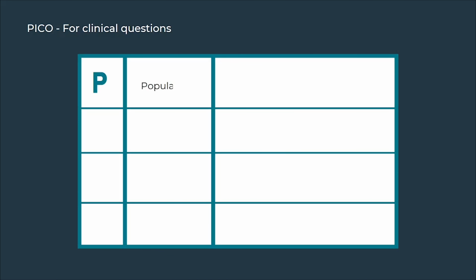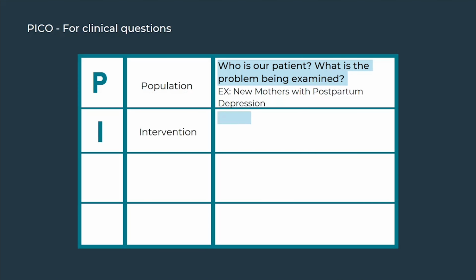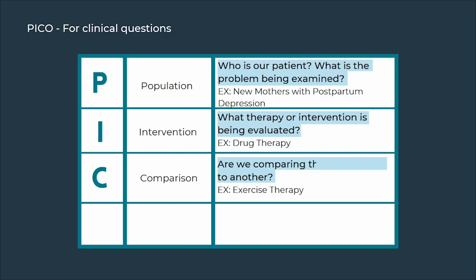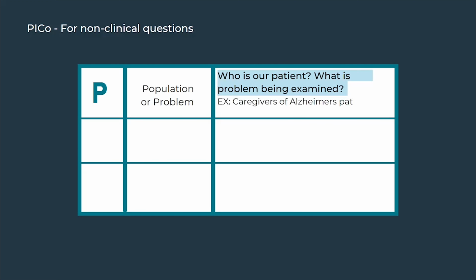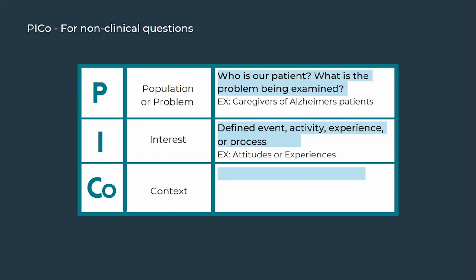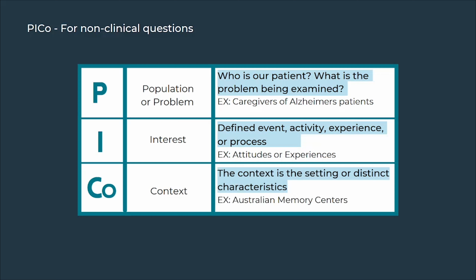The first framework we'll explore is PICo, which stands for Population, Intervention, Comparison, and Outcome, perfect for clinical topics. But not all research questions are clinical. For broader inquiries, consider the PICo little o framework, which stands for Population, Interest, and Context.